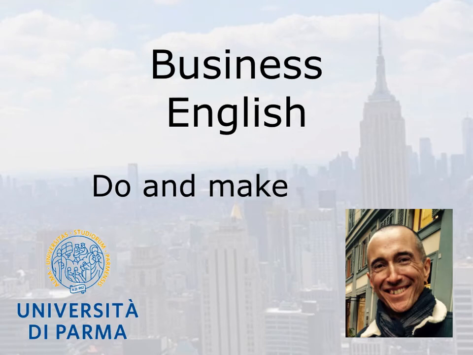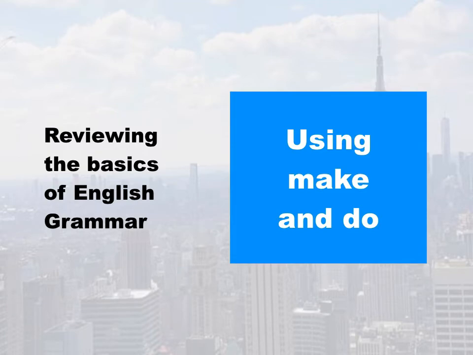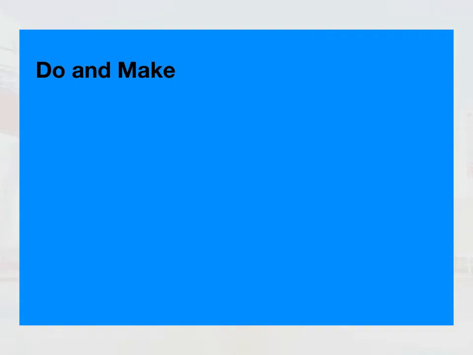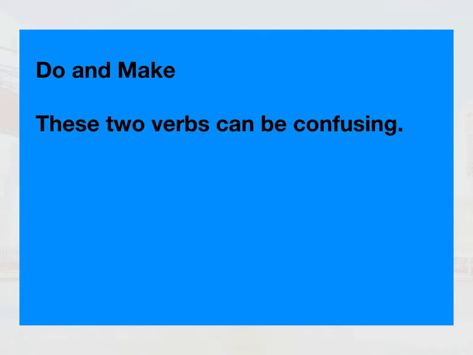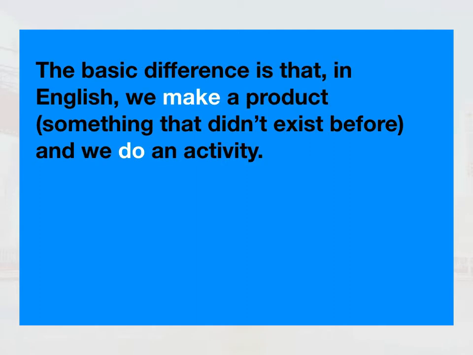Hi everybody, today we're going to be looking at two verbs, do and make. These are two verbs that really often have similar meanings, but it's important to understand the difference between the two, because these two verbs can be confusing. The basic difference that I want you to think about is that in English we make a product, something that didn't exist before, and we do an activity.